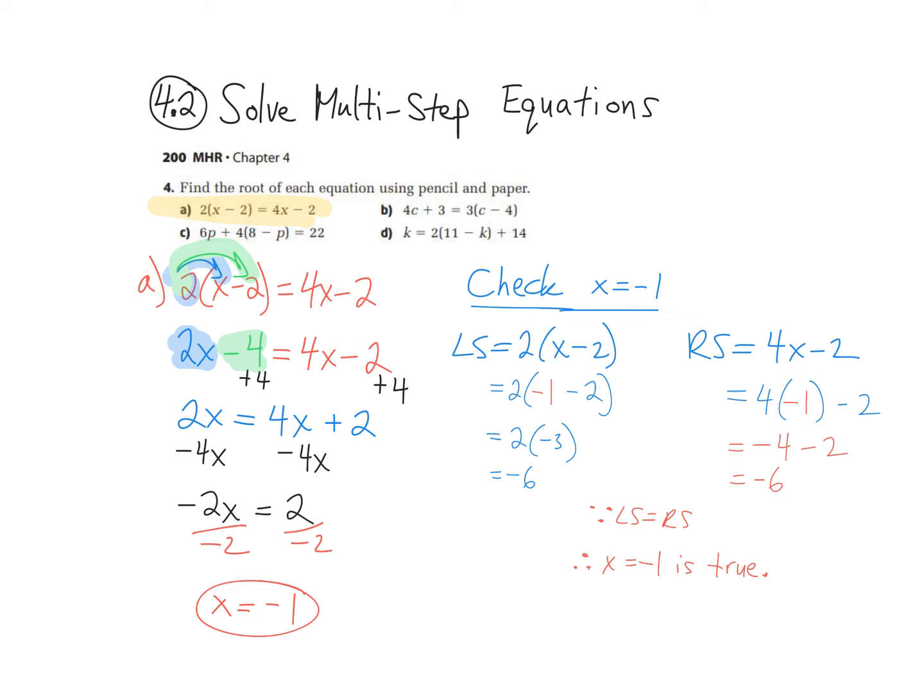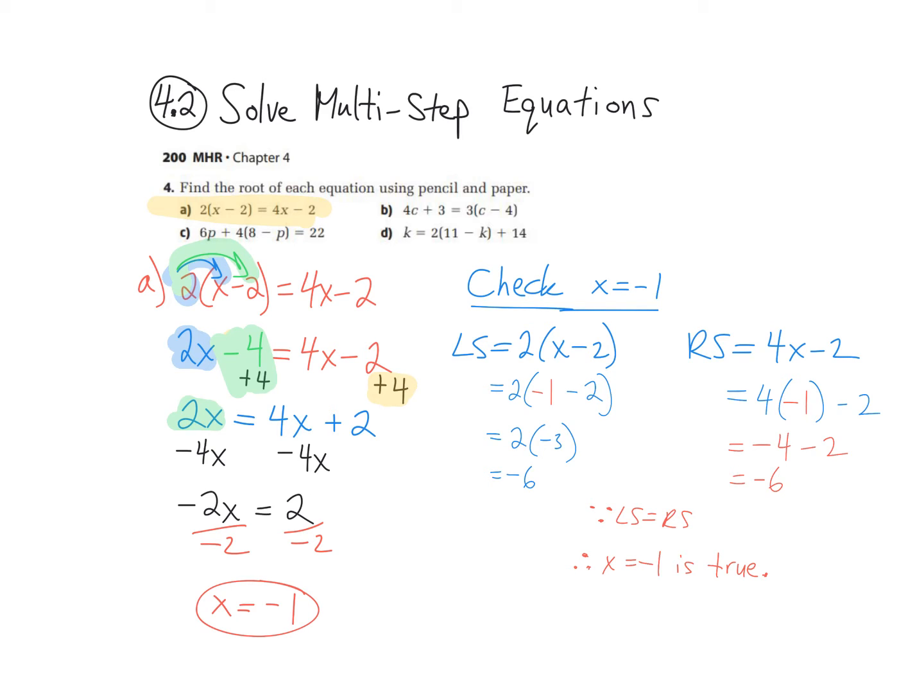Okay, next step is to collect like terms. So we have a constant of negative 4 on the left, and the inverse to that is positive 4, and the balance is positive 4. So basically we're going to add 4 to both sides to balance the equation, and in essence the negative 4 plus 4 becomes 0, and all that remains on the left side is 2x.